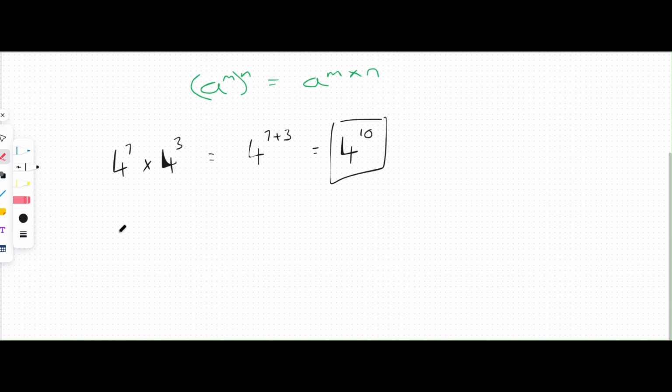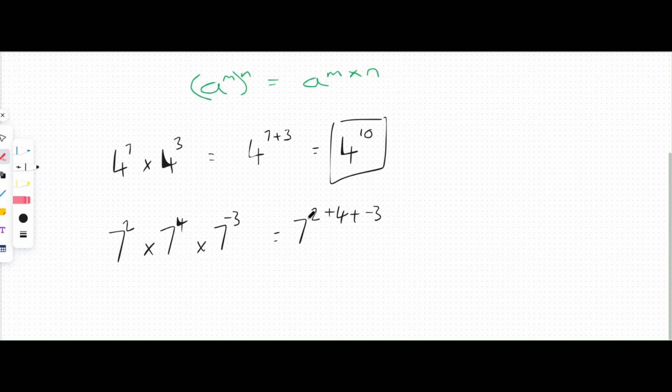Do another one. Don't forget, they've all got to be the same base, haven't they? So 7 squared times 7 to the power 4 times 7 to the power minus 3. Don't let that scare you. So all I'm going to do is the same as before. I'm going to go 7, and I'm going to add up the 2 plus 4 plus the minus 3.